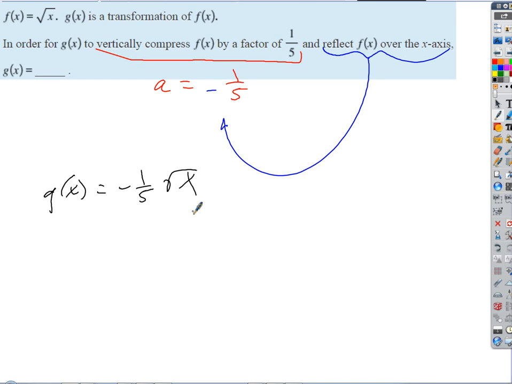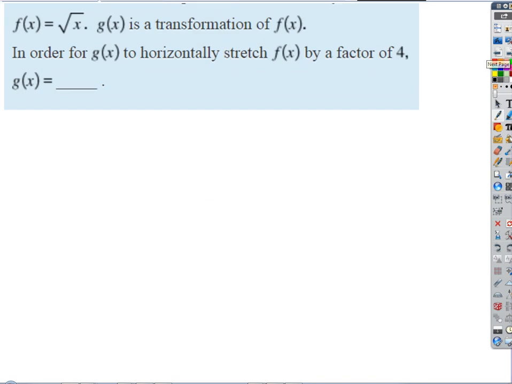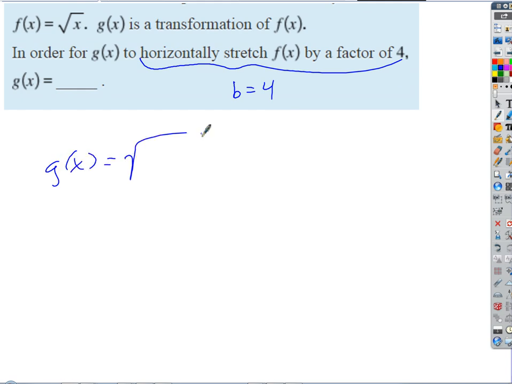Okay? All right, one more. Just like that. How about this one? If I want to horizontally stretch by a factor of 4, what's that doing? That's changing b, isn't it? That's a b issue. So if I'm going to horizontally stretch by a factor of 4, that means b equals 4, right? So then g of x equals the square root of, the b goes inside the function. So that's going to be 1 over 4, because b is 4, times x minus h, but there is no h, so just times x, right?